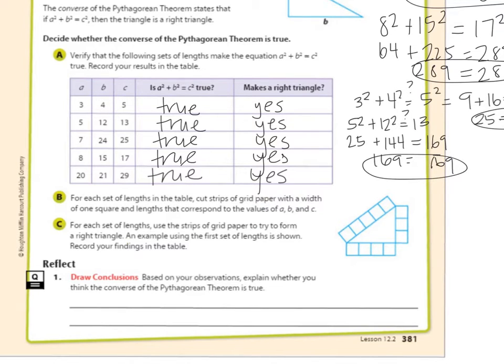So let's go ahead and reflect. Based on your observations, explain whether you think the converse of the Pythagorean theorem is true. Do you? Well, yes. If each of the side lengths satisfies the Pythagorean theorem, a squared plus b squared equals c squared, and forms a right triangle, then they should conclude that the converse is true, right? So, yes.